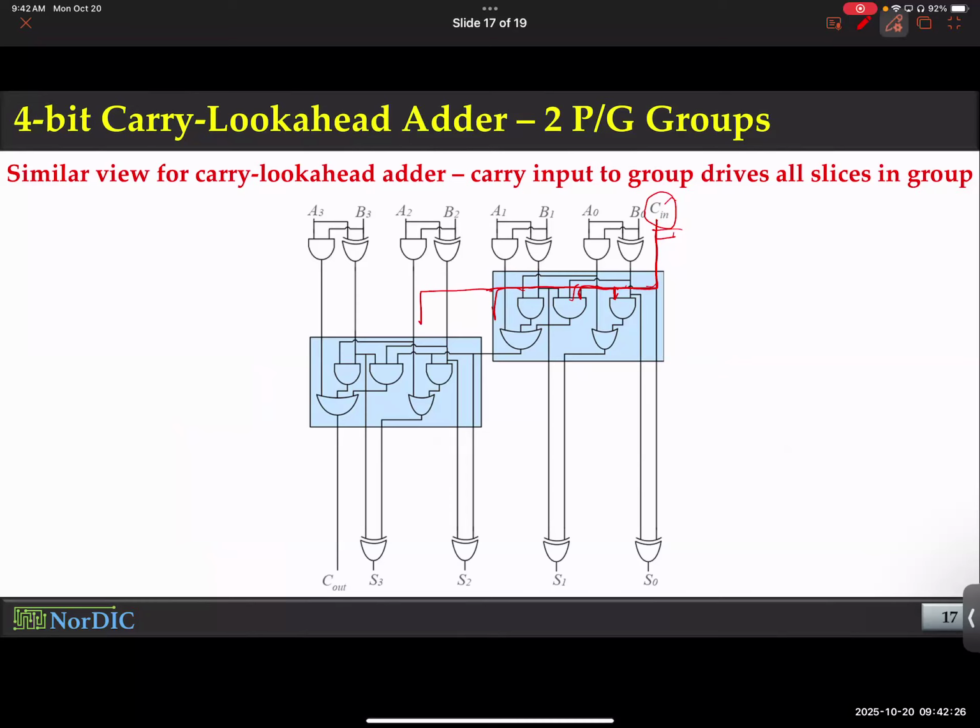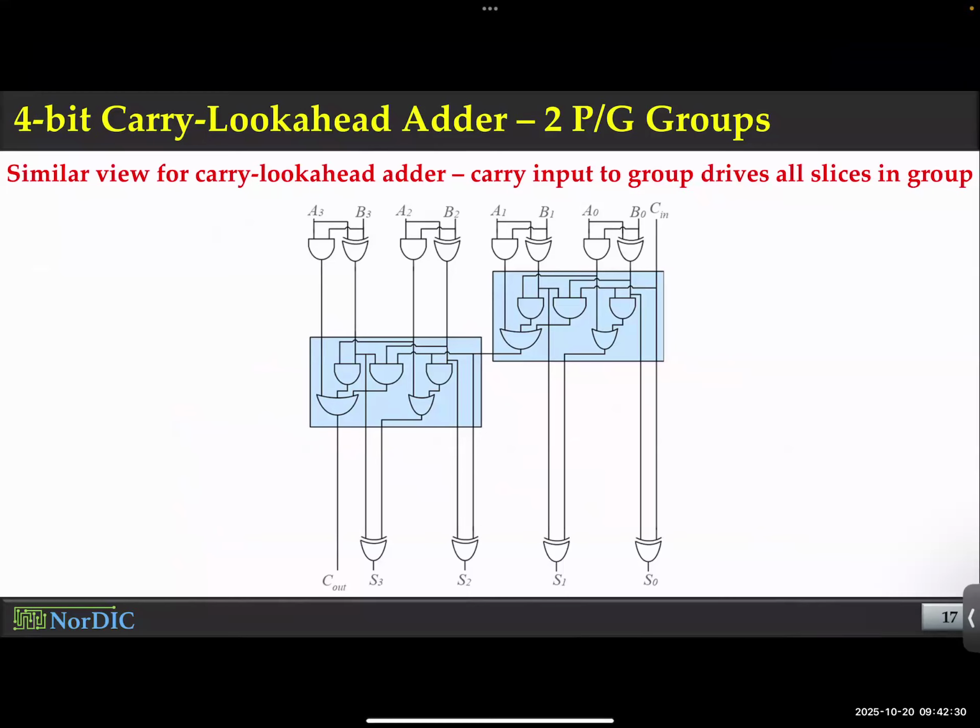And what do you calculate eventually? You calculate C4, which is the final output for the carry of that particular block.